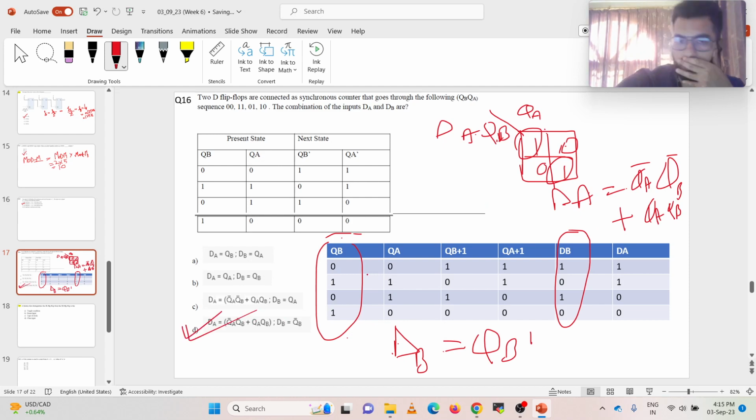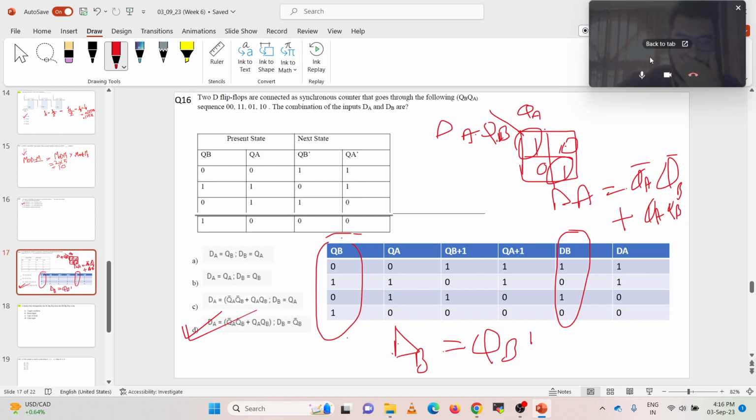So what we did, we first wrote the present state and the next state outputs. Then we wrote the inputs based on the outputs, and then we wrote this combination of inputs of DA and DB. So what we got is DB equal to QB bar, DA is equal to QA QB plus QB bar QA bar. That is option D.